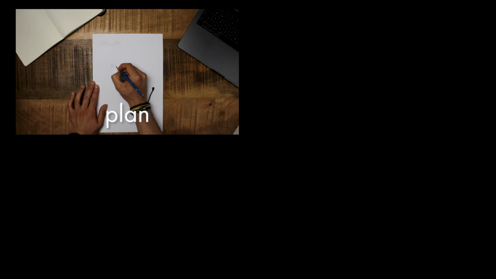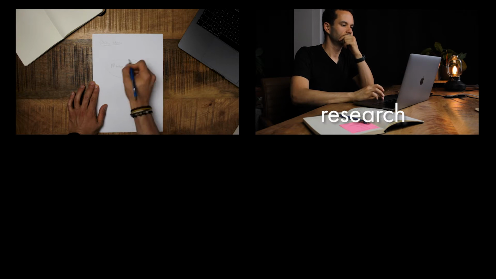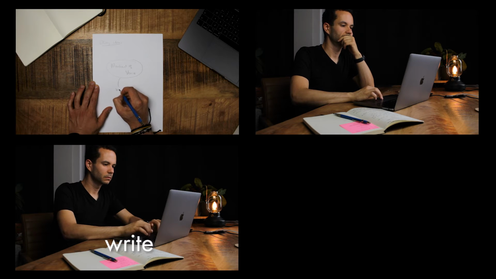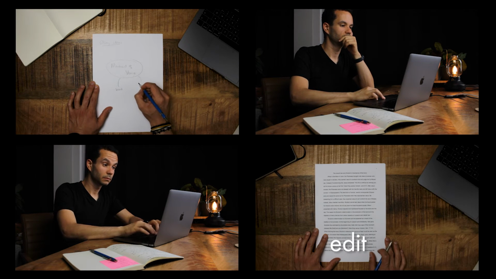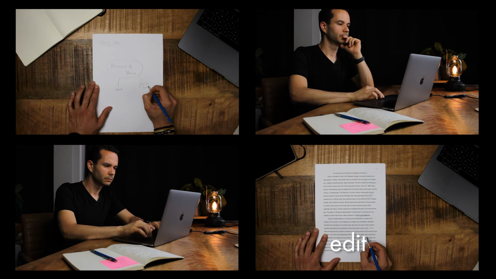Writing a good essay requires 4 simple steps. The first step is to gather your ideas and plan your writing. The second step is to do your research and find what you're going to write about. The third step is to actually write your essay. And the final step is to revise, to edit, to check your grammar and spelling, and to make sure that your essay is complete.